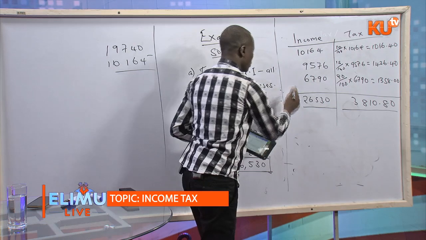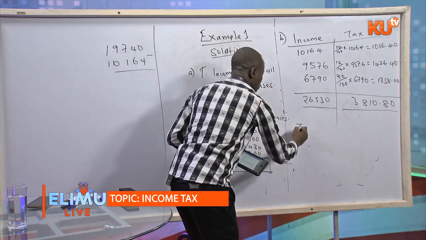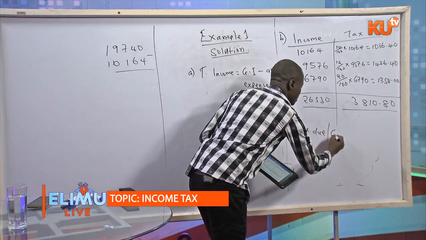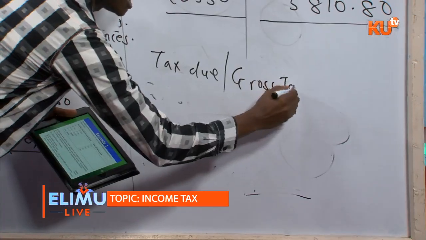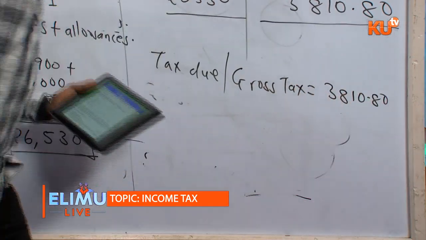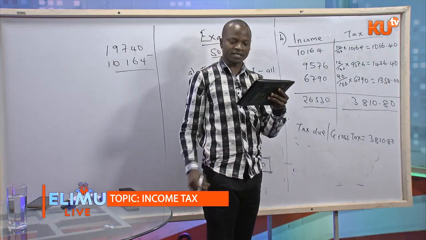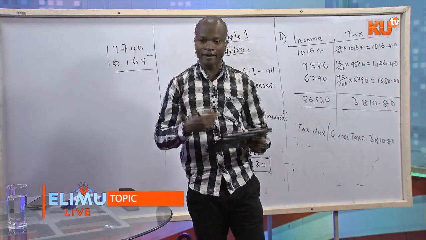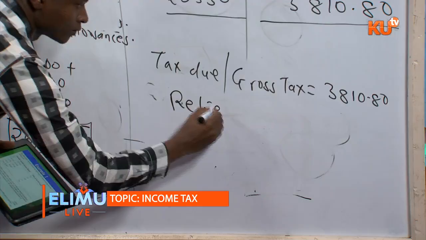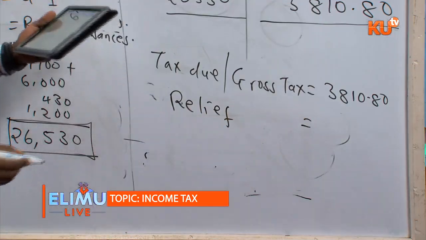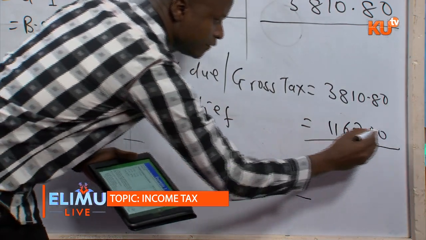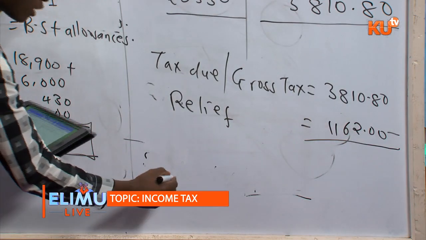Therefore, from this table, we have what we call tax due. What was the other term for tax due? Gross tax. So our gross tax in this case is 3810.80. Now we were told something, that is, he claims a personal relief of 1162. So we write here relief equals to 1162.00.